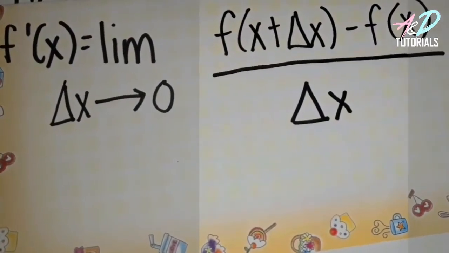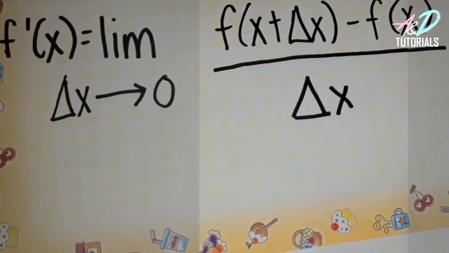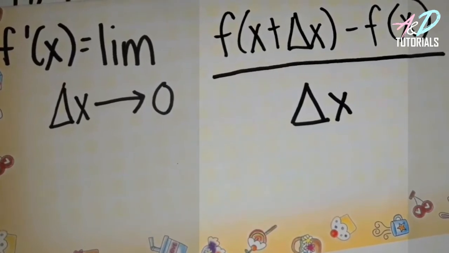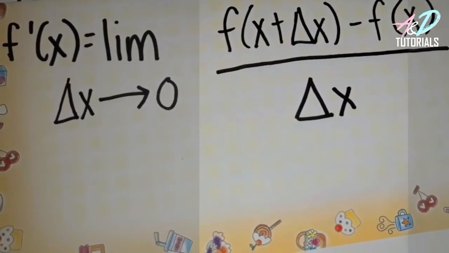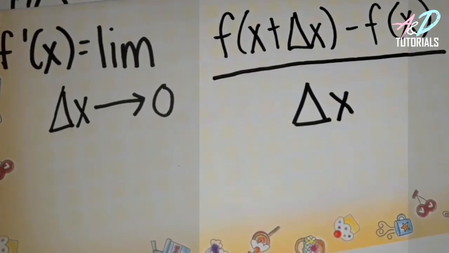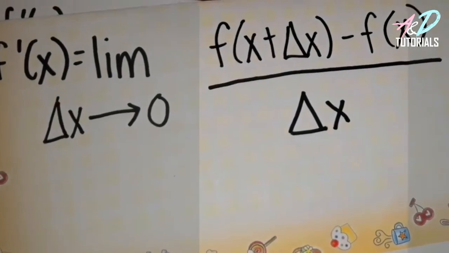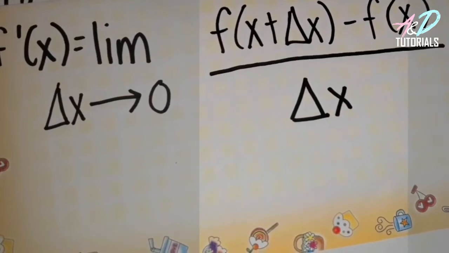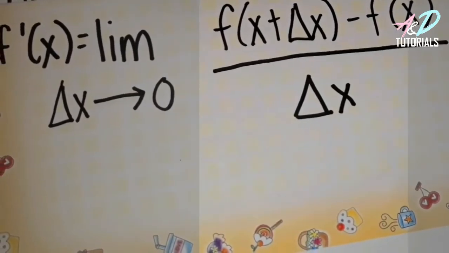Lastly, we can get the derivative of a function by using its own definition, or by the limit process, which is f prime of x is equal to the limit of f of x plus delta x minus f of x, all over delta x, as delta x approaches 0.